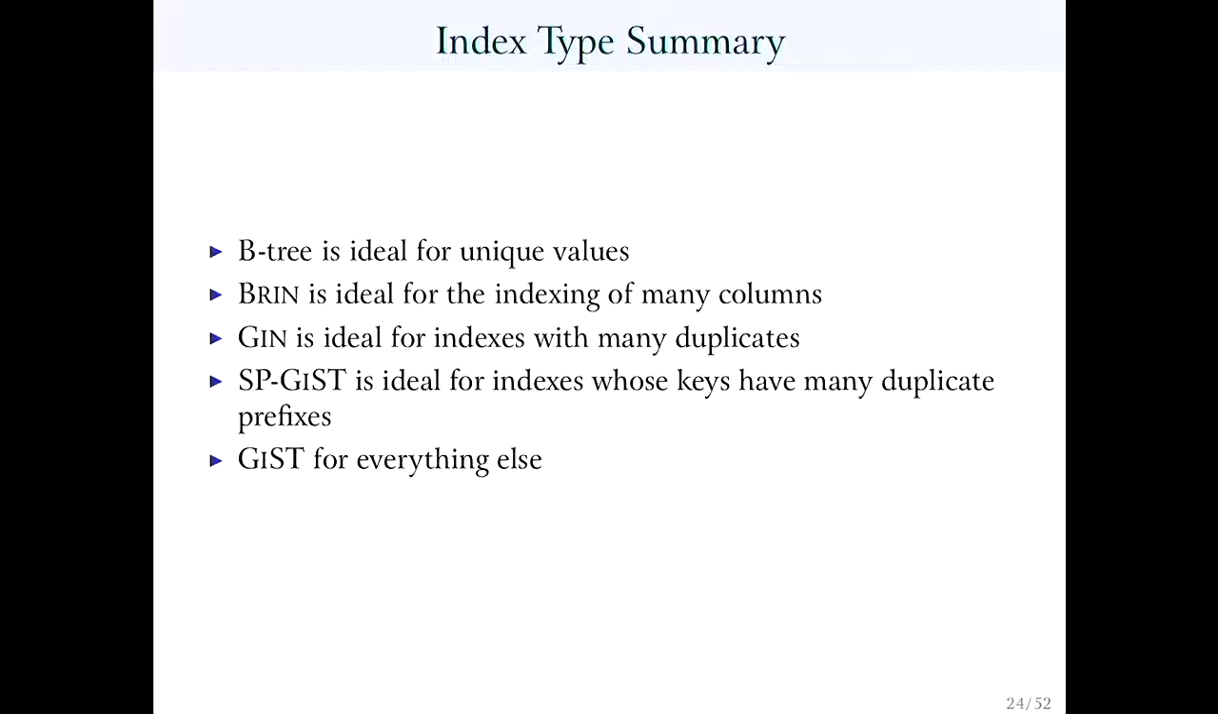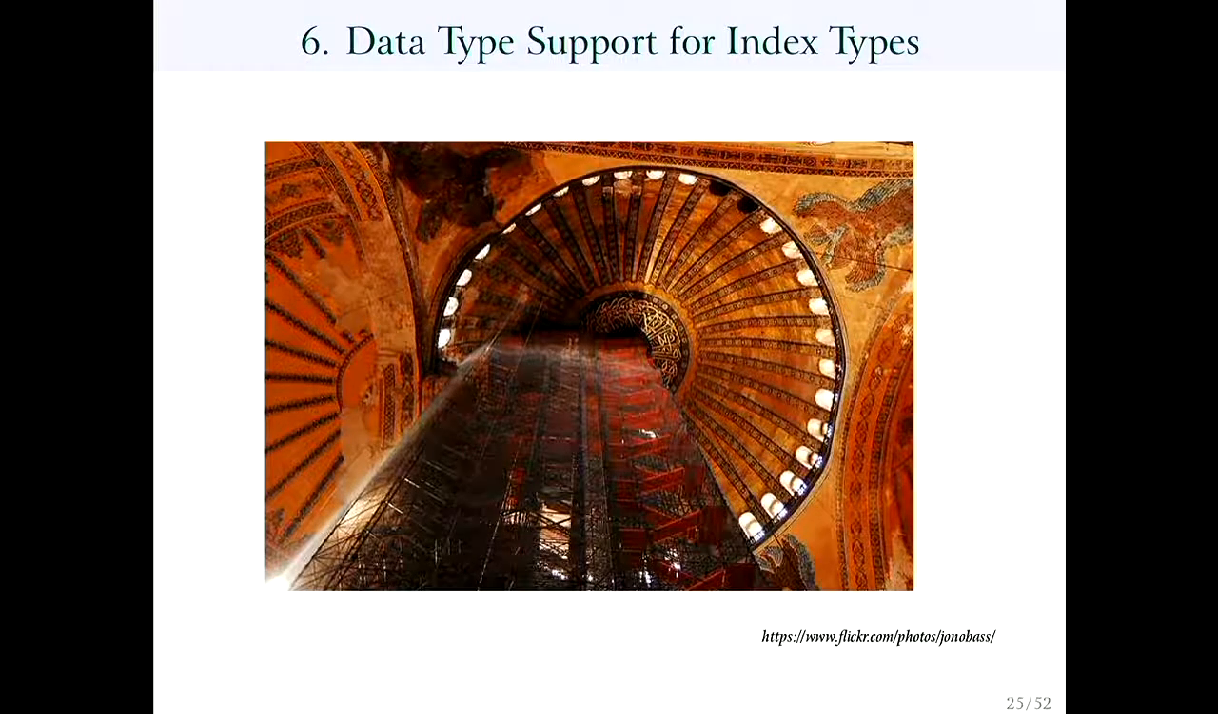Where are we? B-tree, ideal for indexing unique values. Nobody's going to beat that. BRIN, ideal for indexing many columns, small indexes. Again, these slides are online, so feel free to look them up whenever you want. They're on my website. I didn't even mention I work for EnterpriseDB, but anyway, it's been 12 years. I guess I don't even say it anymore. GIN indexes, ideal for many duplicates. SP-GiST, ideal for indexes whose keys have many duplicate prefixes. That's really the concept I want to get across. Space partition GiST, common prefixes of long keyed values. GiST is just everything else. It's the catch-all when everything falls through those cracks. Any questions?